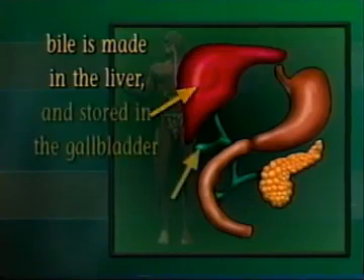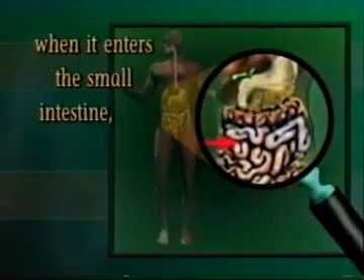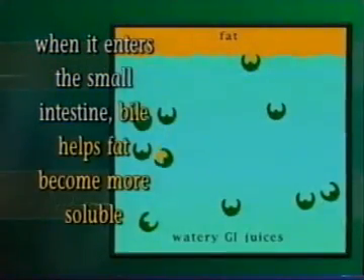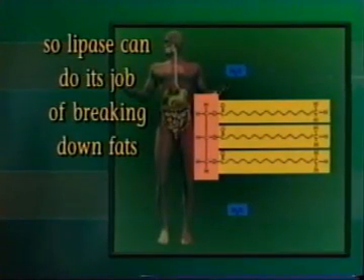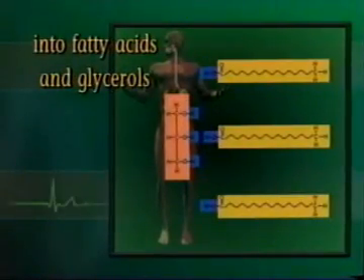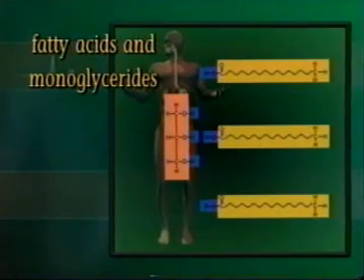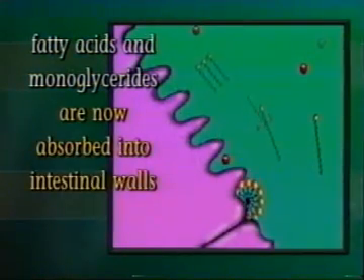Bile is made in the liver and stored in the gallbladder. When it enters the small intestine, the bile helps the fat become more soluble so the lipase enzyme can do its job of breaking down fats into fatty acids and glycerols. The fatty acids and monoglycerides are now absorbed into the intestinal walls.